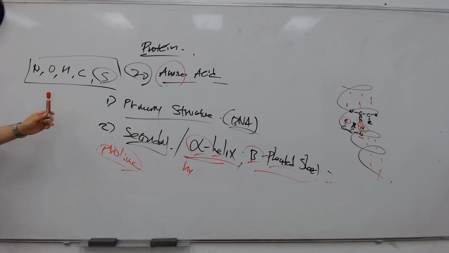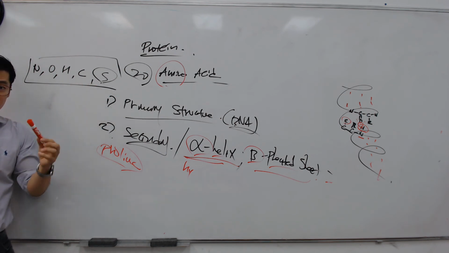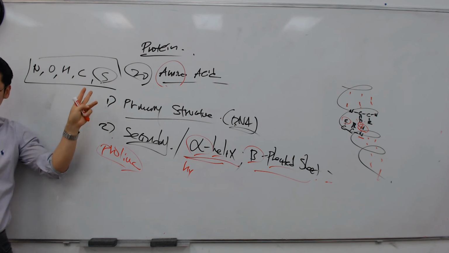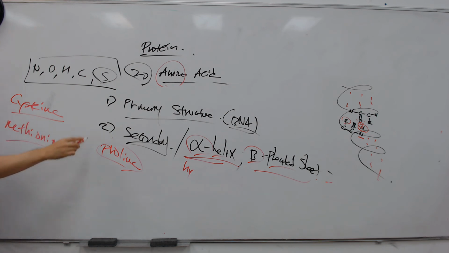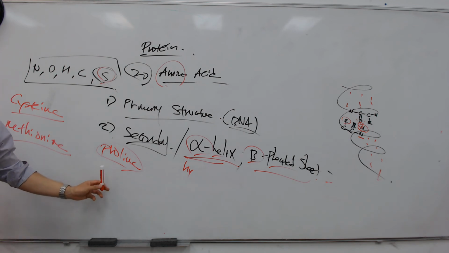Listen carefully. There are 2 amino acids with sulfur, and you have to memorize them: cysteine and methionine. These guys have sulfur, and none of the others do. They don't have phosphorus on them. Cysteine and methionine have sulfur in there. And proline's structure is a little bit different, so that's why it might have an impact on the shape.